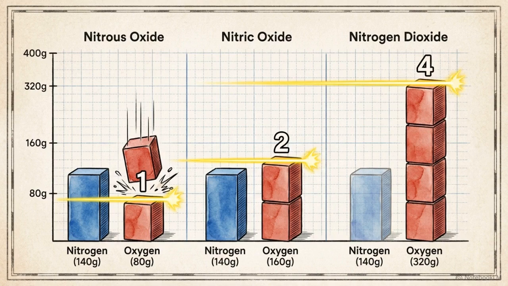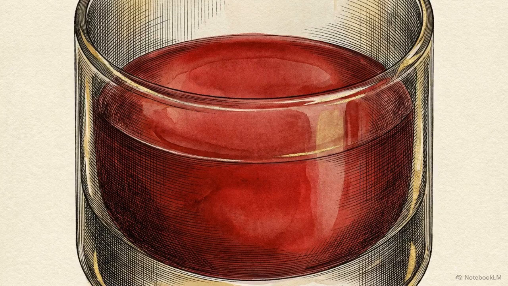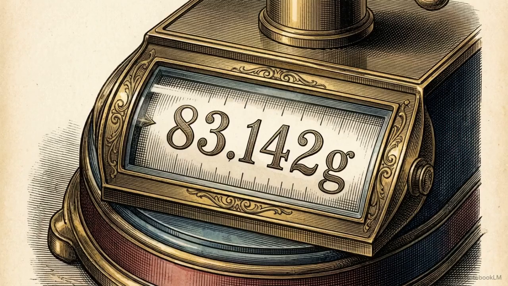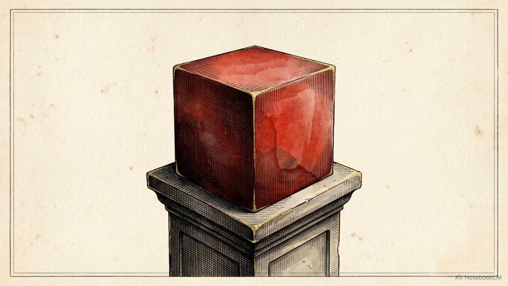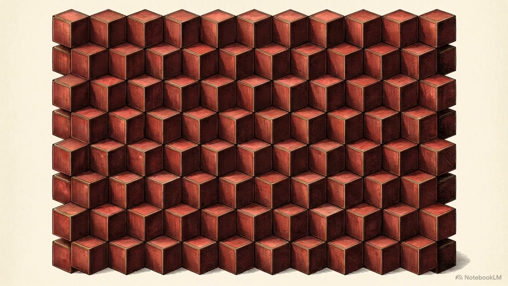The required masses of oxygen are 80, 160, and 320 grams. Each requirement is a perfect multiple of the first, a 1 to 2 to 4 integer ratio. This mathematical pattern is impossible if matter is a continuous substance. If you could divide matter infinitely, elements would react at random fractional decimals, requiring 83 grams of oxygen or 112 grams, but they don't. The law of multiple proportions provides the mathematical evidence that matter is quantized. Oxygen can only be added to a reaction in discrete, identical atomic chunks.